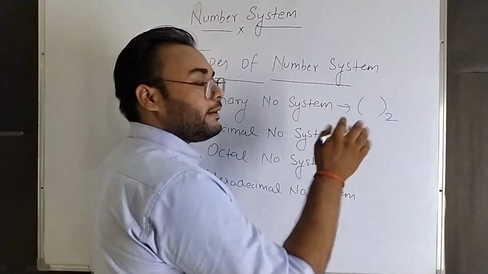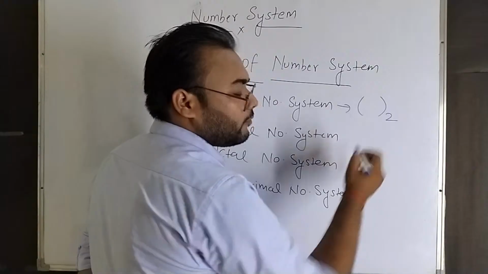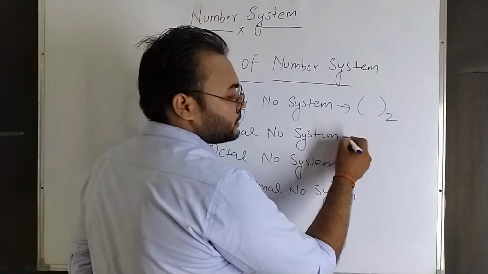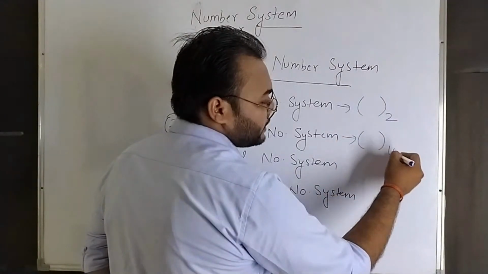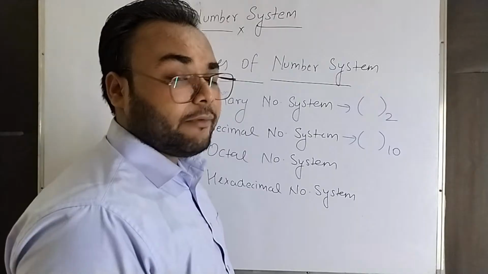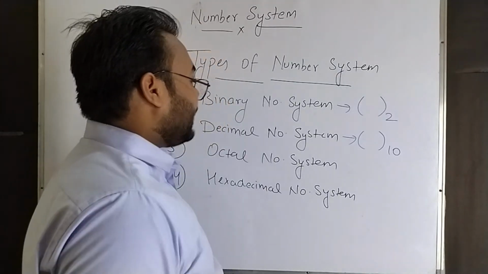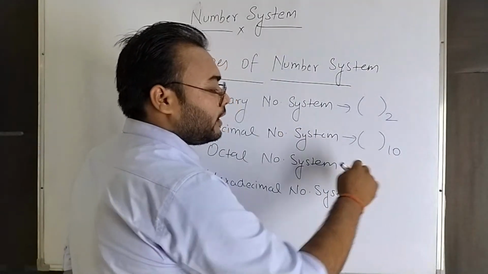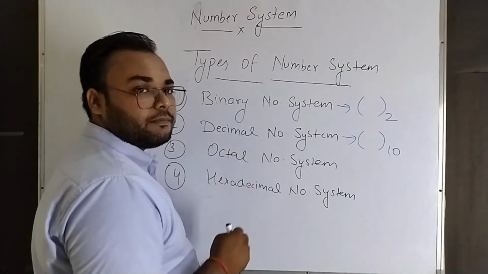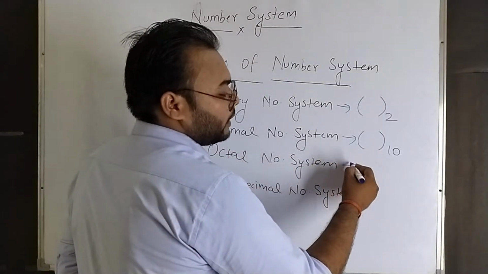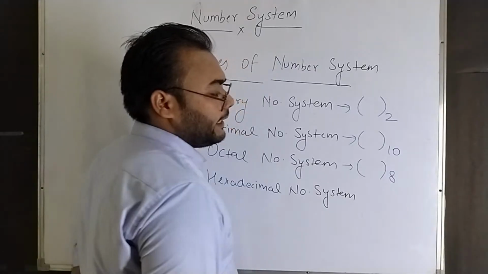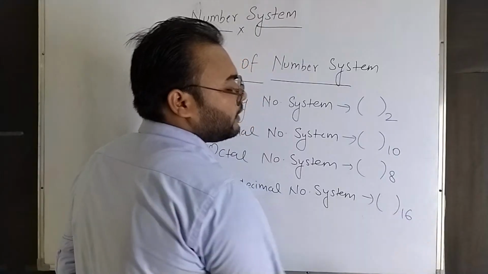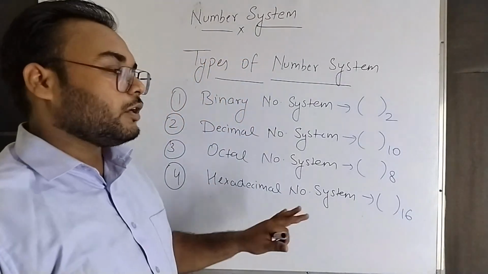Whenever a number is written in a bracket with a base of 2, that is called the binary number system. Coming to the decimal number system, it always has a base of 10. Whenever you see any number with a base of 10, you go with the decimal number system. Now the octal is base 8, and the hexadecimal number system is with the base of 16. Clear?